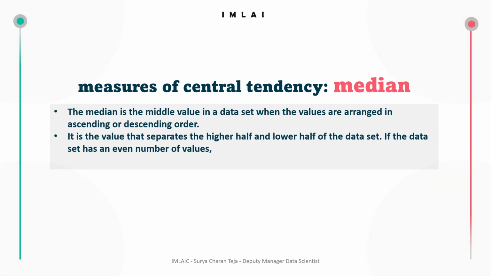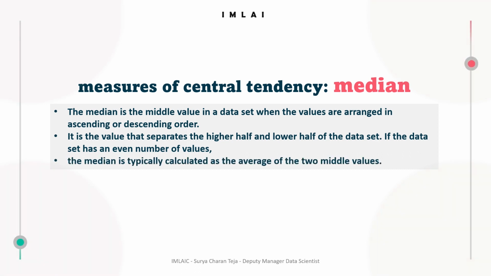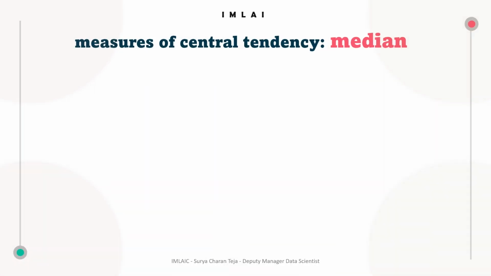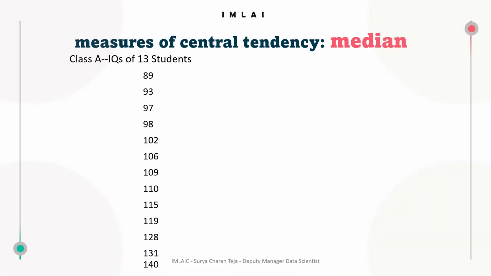The median is less sensitive to extreme values compared to the mean and is often used when the data has outliers or is not symmetrically distributed. So the median is nothing but the middle value in a data set when it is sorted. That's it, the simplest way. It represents the value that separates the data set into two equal halves.